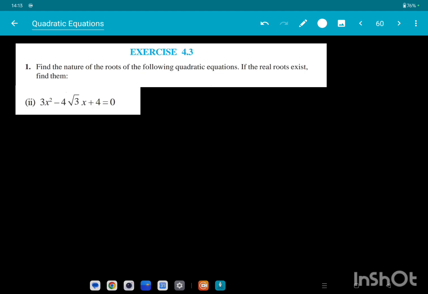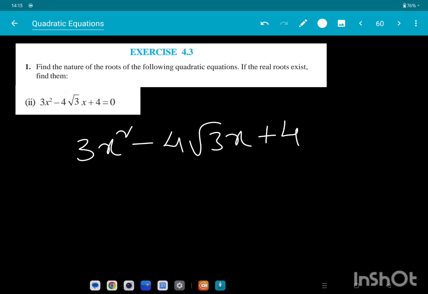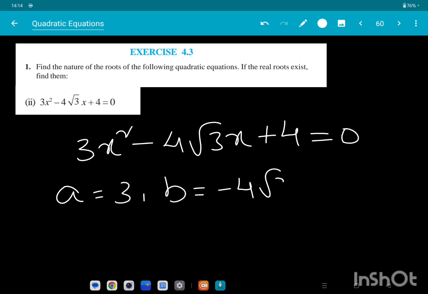Here the same question, and the second sub problem is, here I'll write the quadratic equation: 3x square minus 4 root 3 x plus 4 is equal to 0. Same problem. We need to find the nature of roots, and if it has real roots, then we need to find those roots. Here I will write the values: a value is 3, b value is minus 4 root 3, and c value is 4.